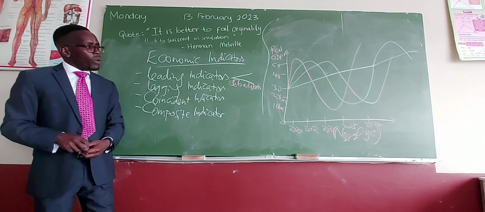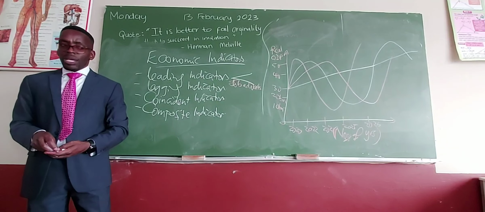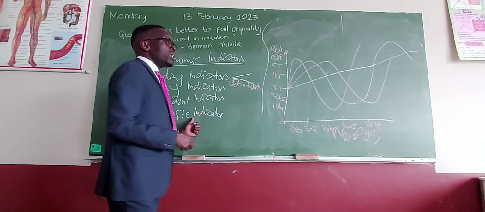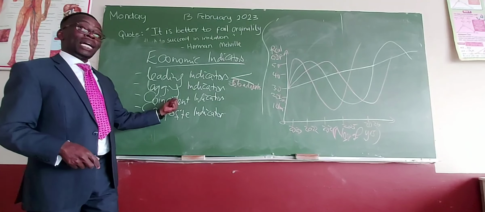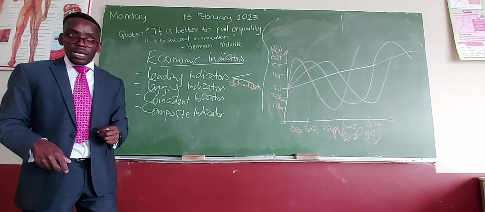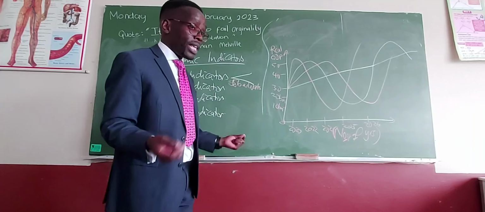Now, we also have the other one that is called a composite indicator. In the context of South Africa, we don't really use a composite indicator. The ones that we normally use are the leading, the lagging, and the coincident. But the composite, I will just explain it for the purposes of the exam.